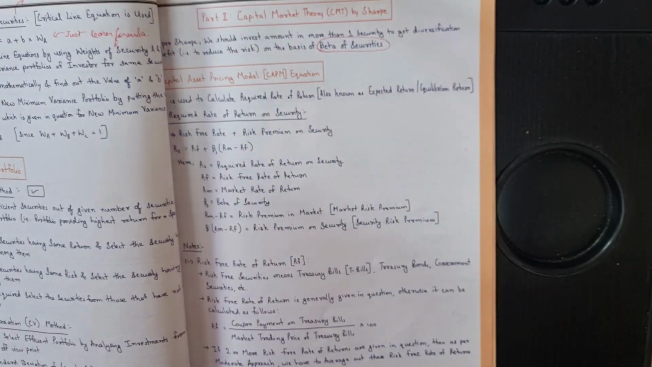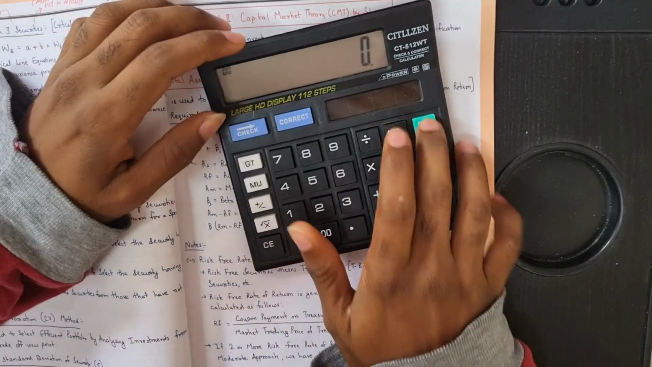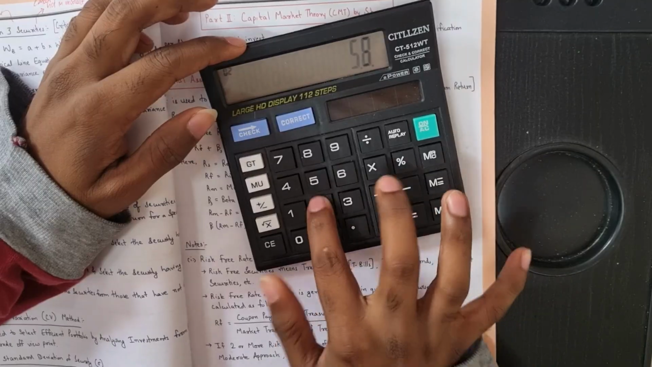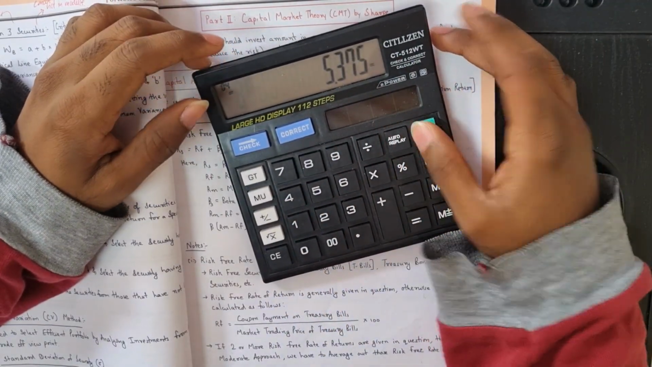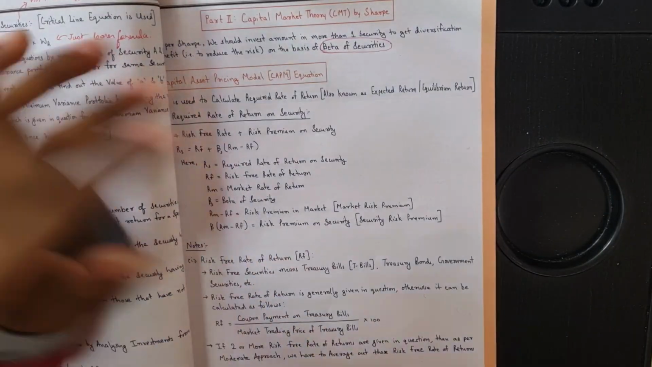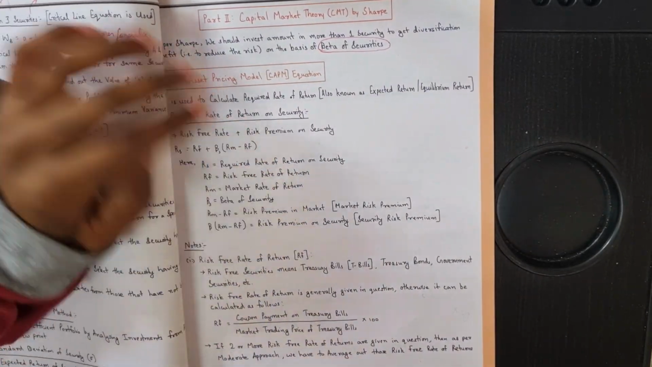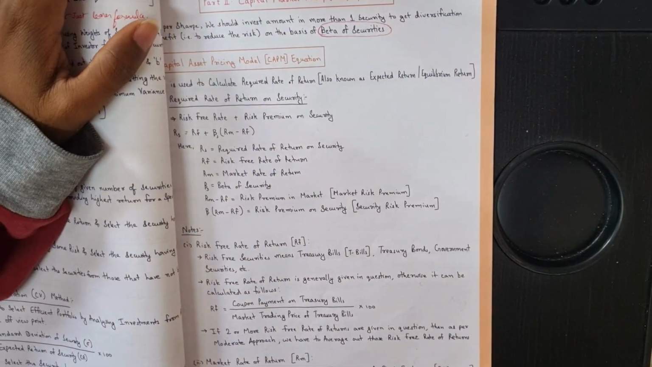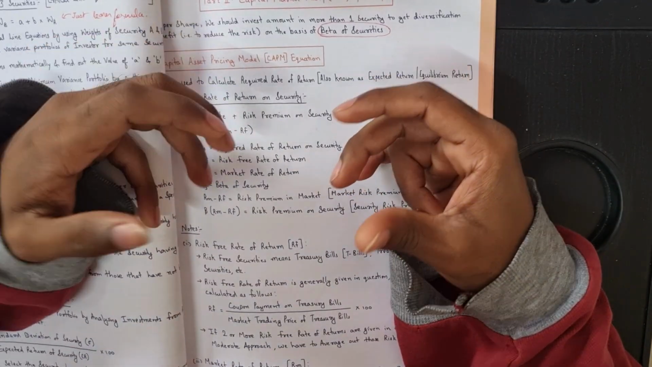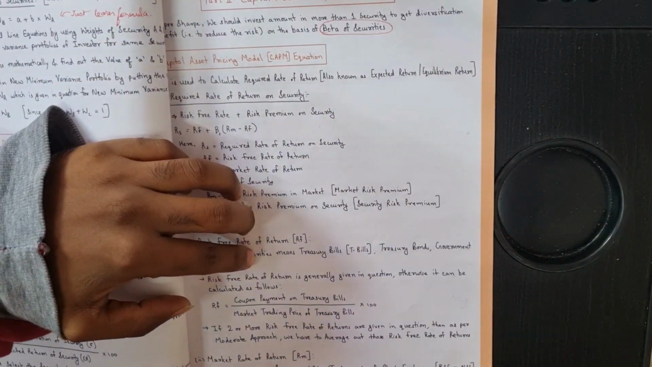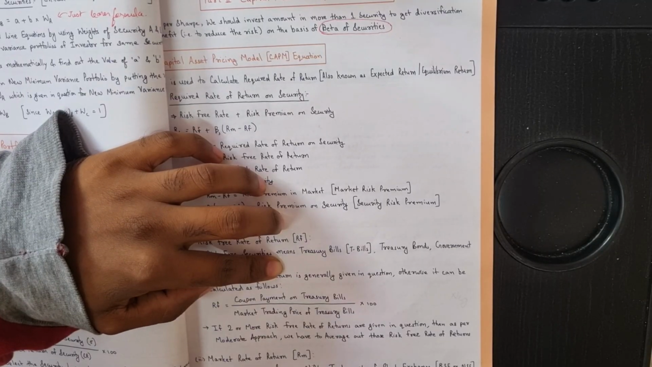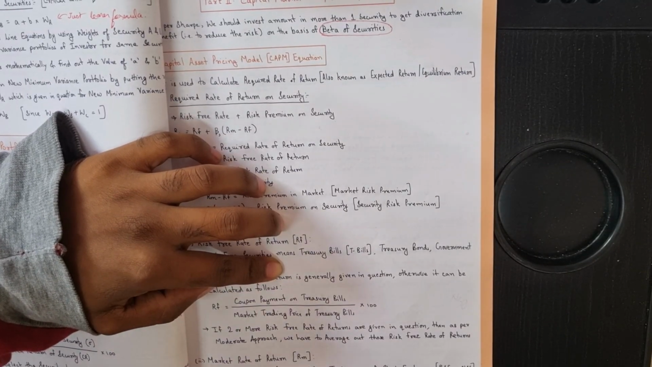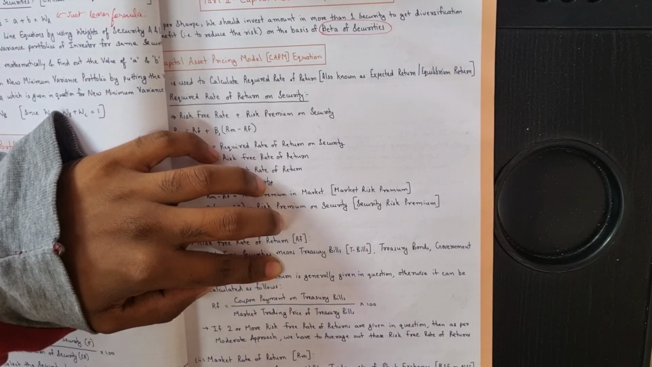5.5 plus 5.25 divided by 2. We take 5.375. This is known as the moderate approach. We average it out. Okay, next, market rate of return. What is market rate of return? Market rate of return is that rate at which the market moves, meaning Sensex, that is BSE's index of the top 30 companies, and Nifty 50 index.